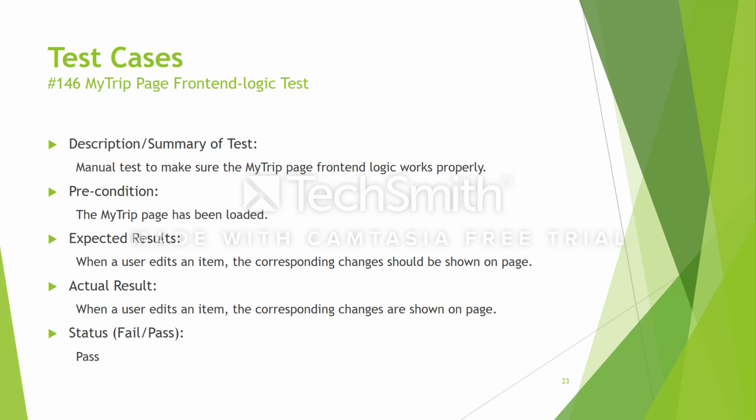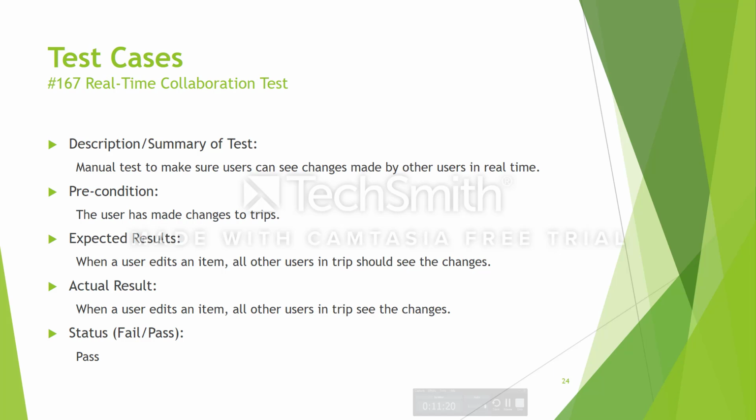The test case for story 146 is to make sure the My Trip page front-end logic works properly. The precondition for this test case is that the My Trip page has been loaded successfully. In this test case, I changed the item name in the item detail panel. After a short moment, I observed the item name in the view change to match my input.